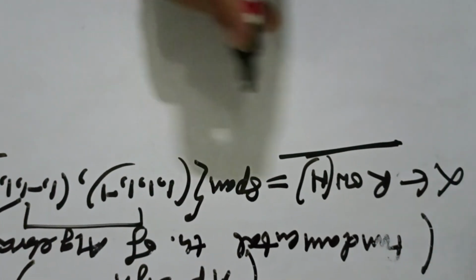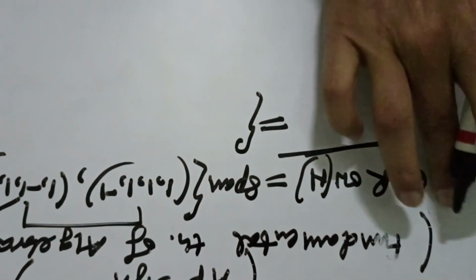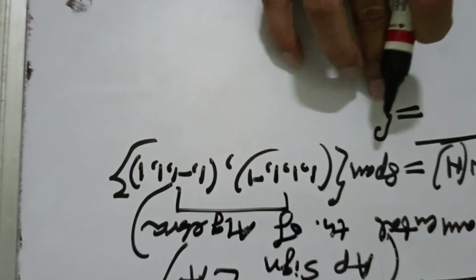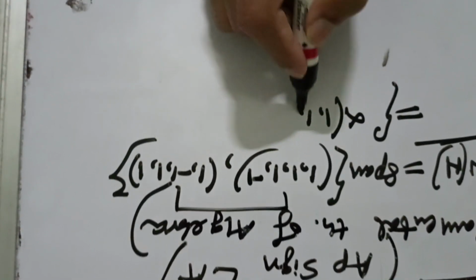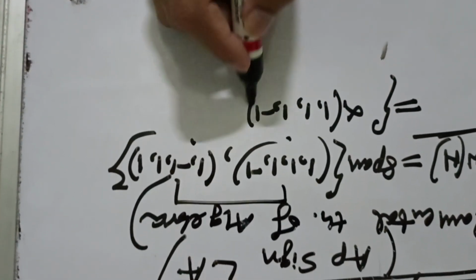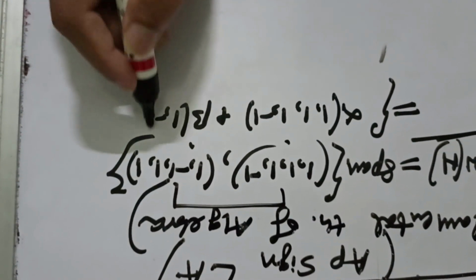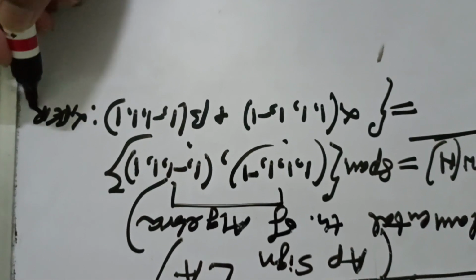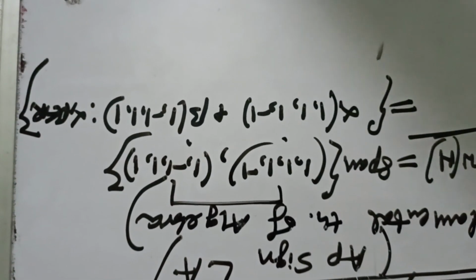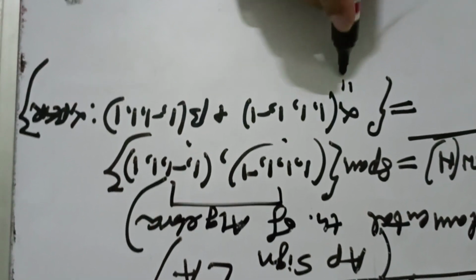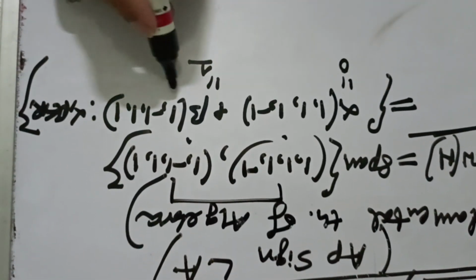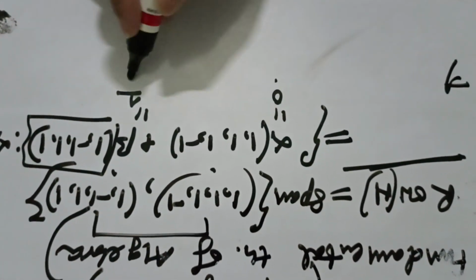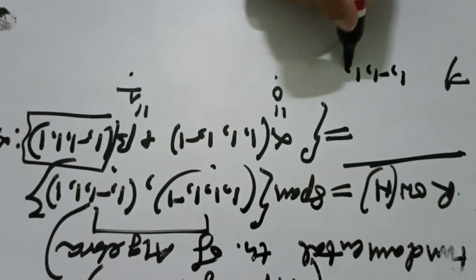In general, any member of the row space will be of the form alpha times the first vector plus beta times the second vector, such that alpha and beta belong to the scalar field R. Now if you choose alpha equal to 0 and beta equal to 1, then you get the vector 1, minus 1, 1, 1, which belongs to the row space.